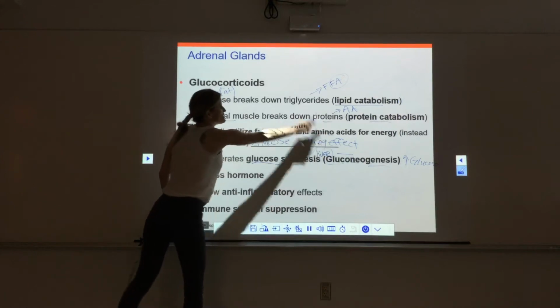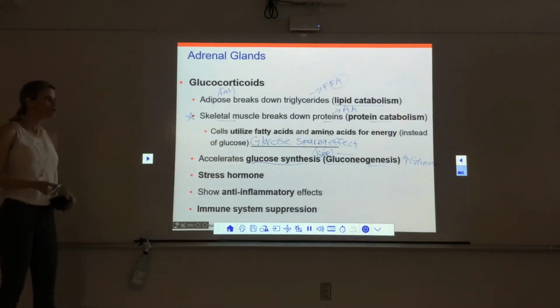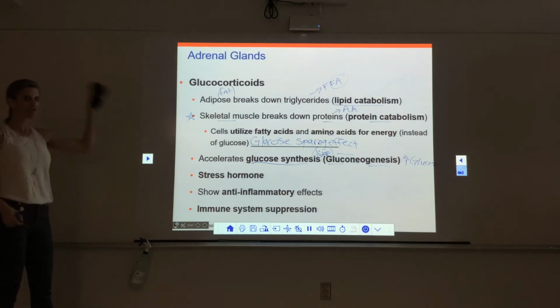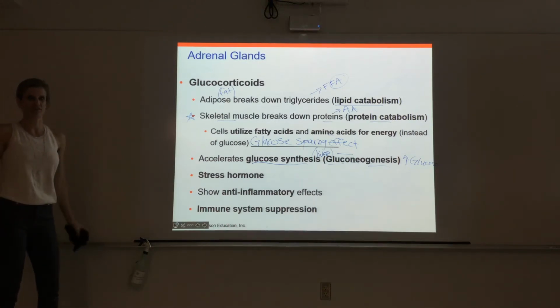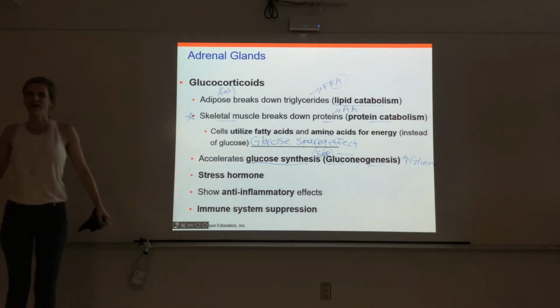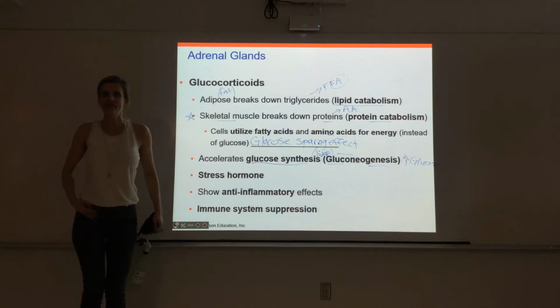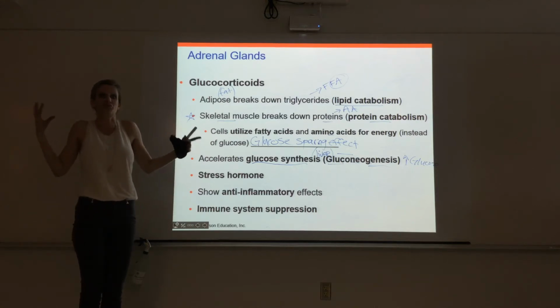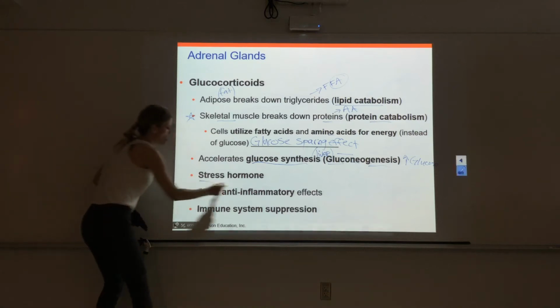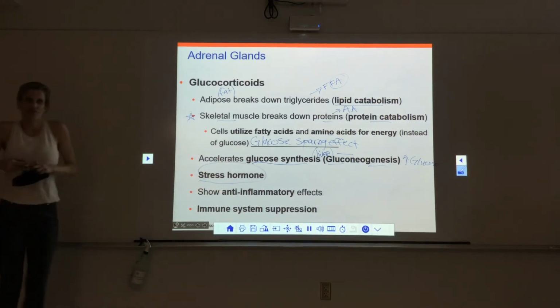We freed up all of these other nutrients so that we could use those and save all of the glucose that we had available in the body. Essentially, we're mobilizing everything. We need more glucose. We're mobilizing fatty acids. We're mobilizing amino acids. We're like saying, holy crap, free up everything you can. So this is a stress situation.